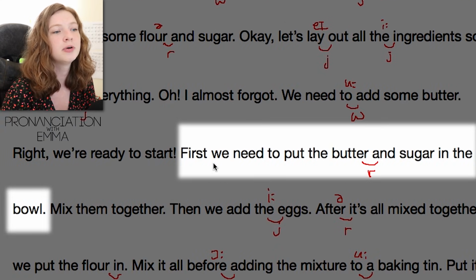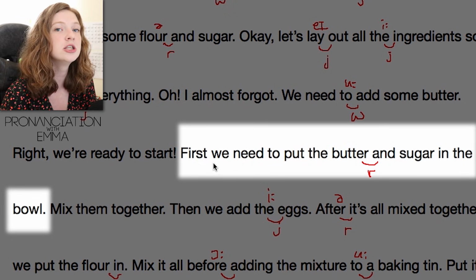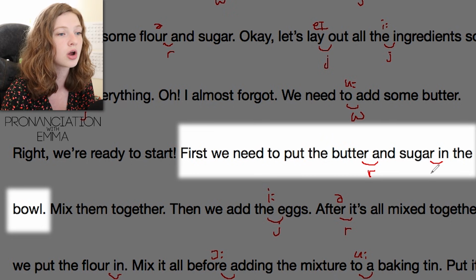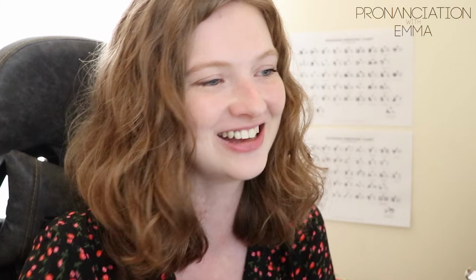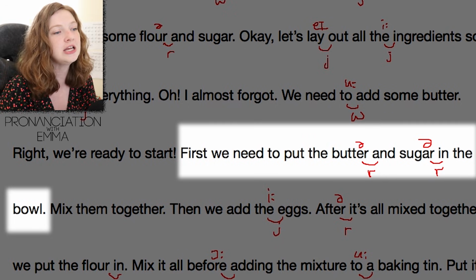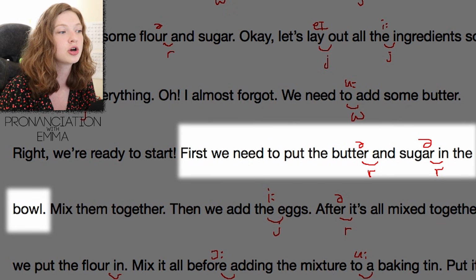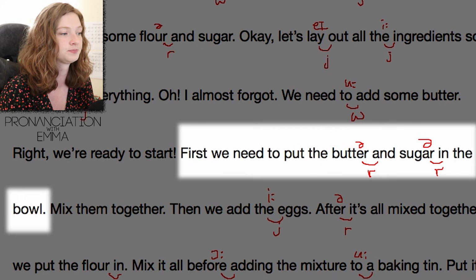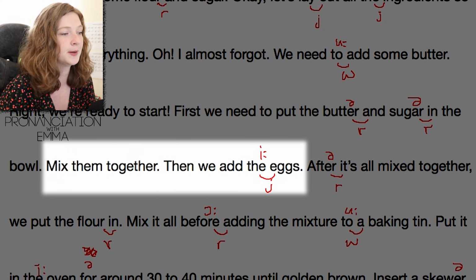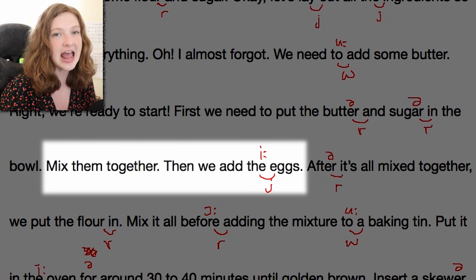First, we need to put the butter and sugar in the bowl. Here, actually I missed one. Sugar in. It's another schwa. That's why we went through, we needed to check. First, we need to put the butter and sugar in the bowl. Mix them together. Then we add the eggs.